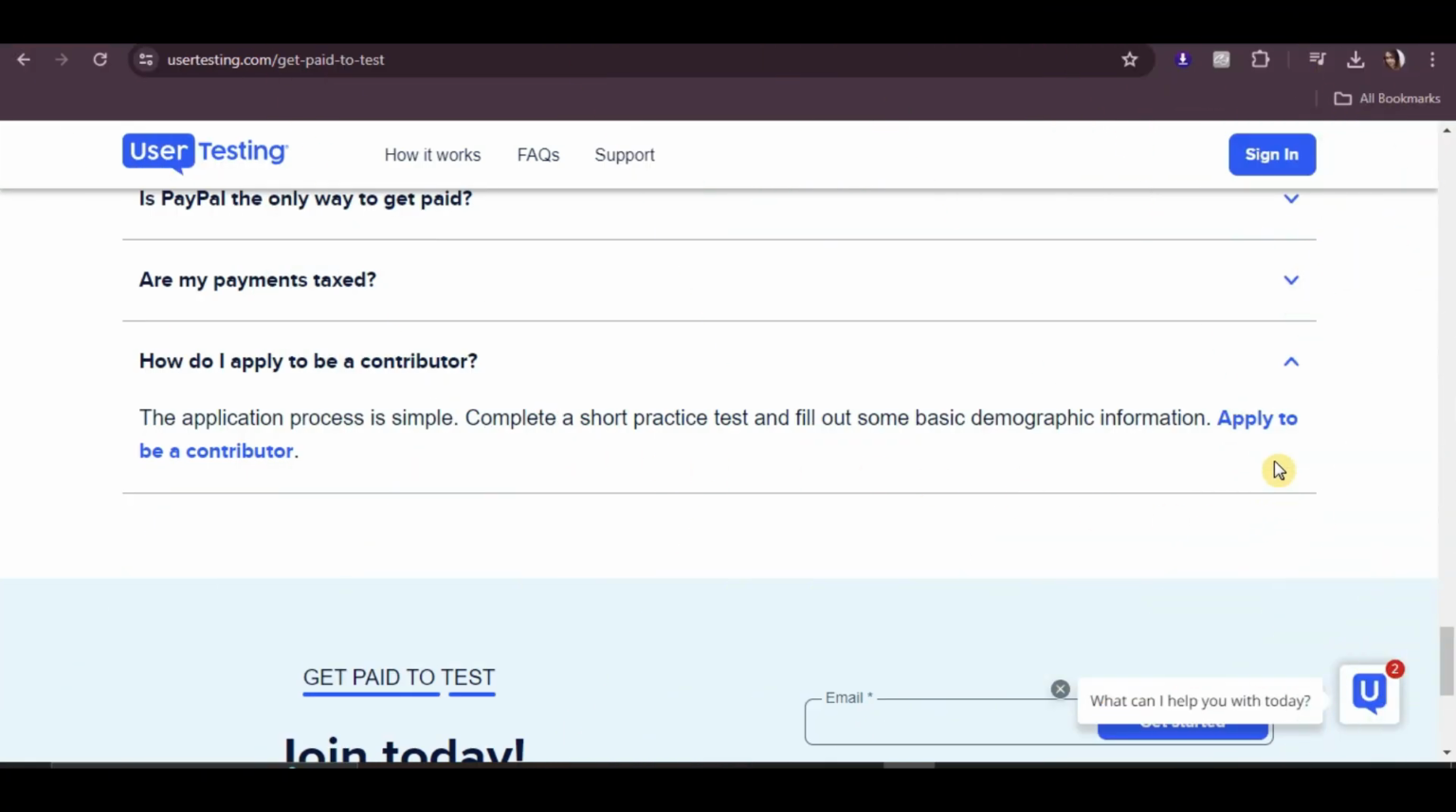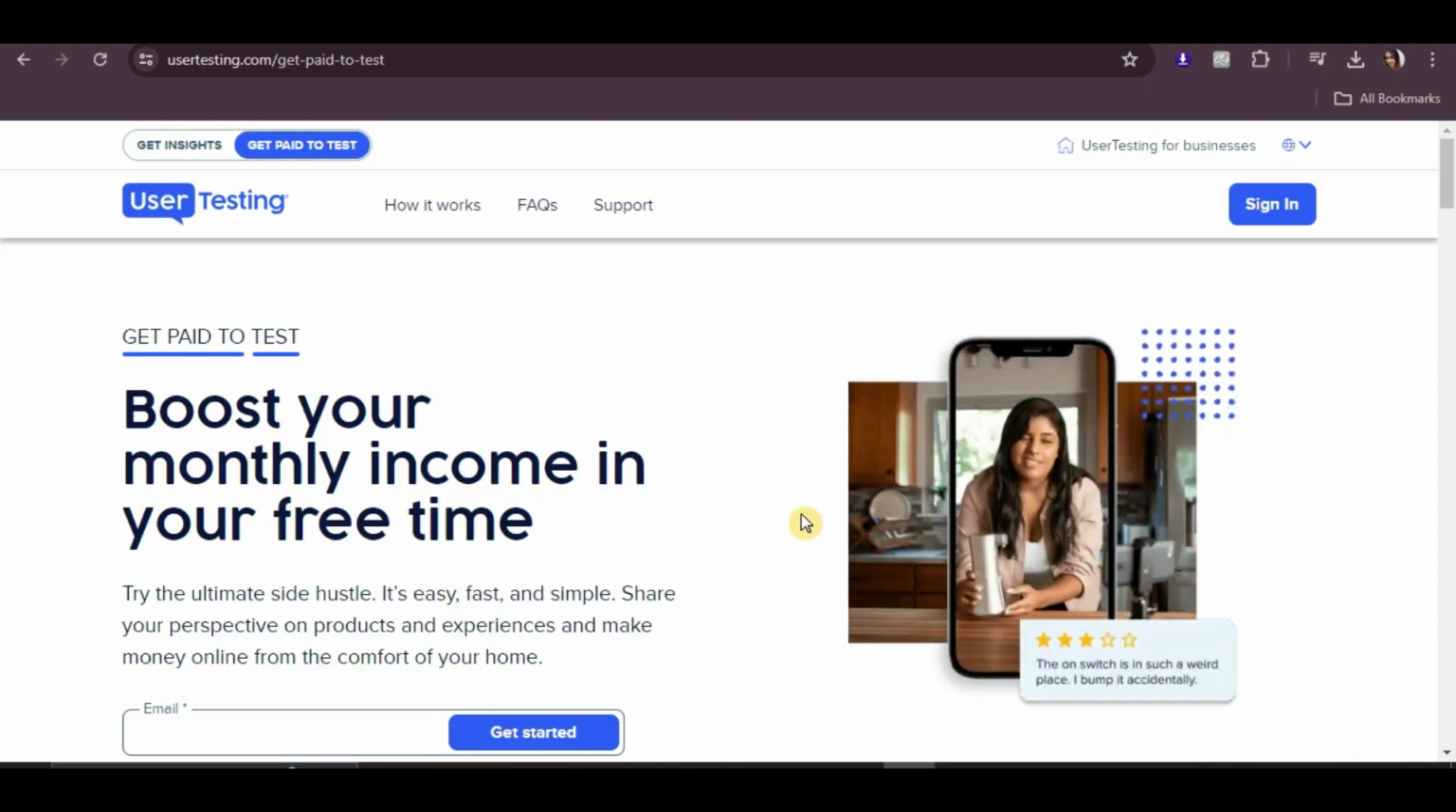But if you are ready to do this and want to earn some extra cash, you may submit your email and take a quick practice test on their website.